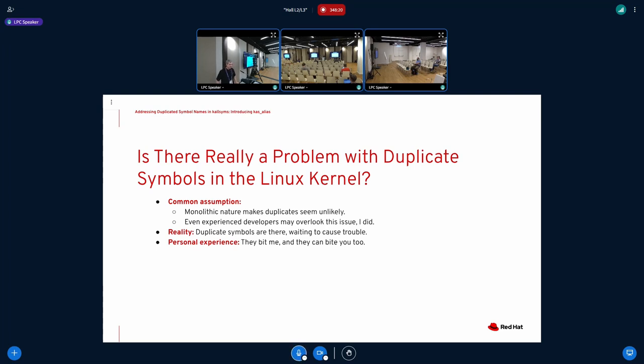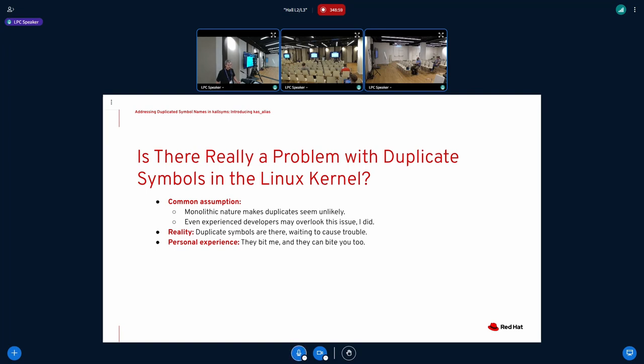I'll start by kicking off with a question that might seem a little bit out of left field. Is there really a problem with duplicate symbols in the Linux kernel? If you were like I was a few years ago, your thought might be, nah, no way. The Linux kernel is a massive, well-oiled machine. A monolithic masterpiece. Duplicate symbols? Surely not. But as I learned the hard way, the truth can be a little bit more complicated.